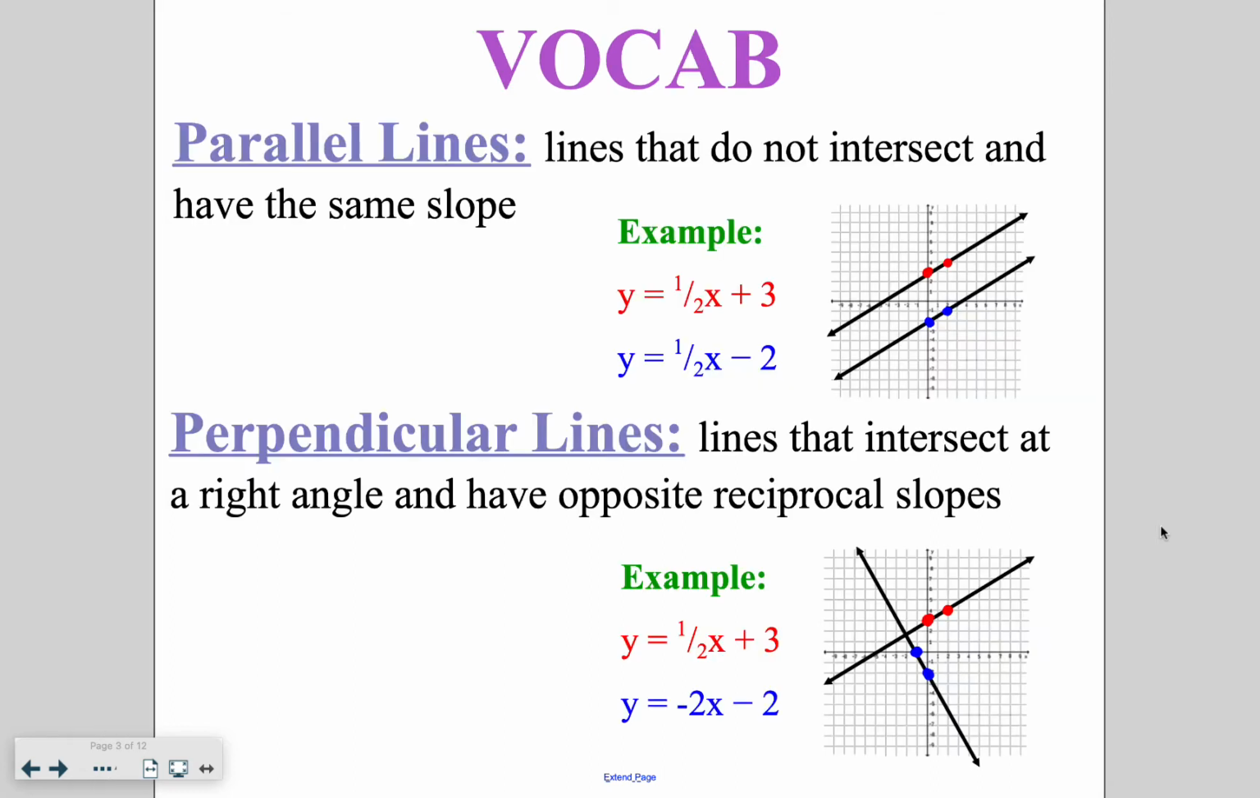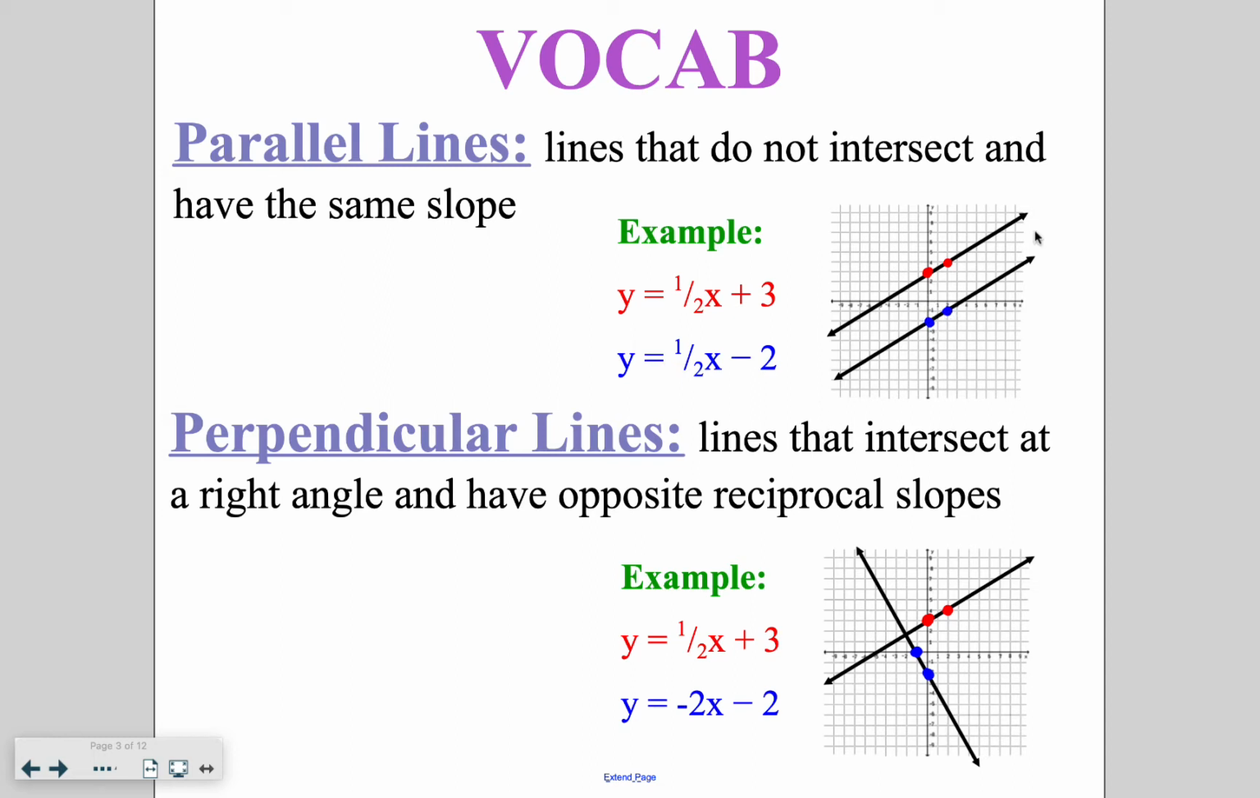So two parallel lines are two lines that do not intersect, and this is because they have the same slope. For example, here, these two lines that you are looking at are 1/2 x plus 3. So we go up 3 and then up 1 and over 2. And 1/2 x minus 2. So we go down 2 and then up 1 and over 2.